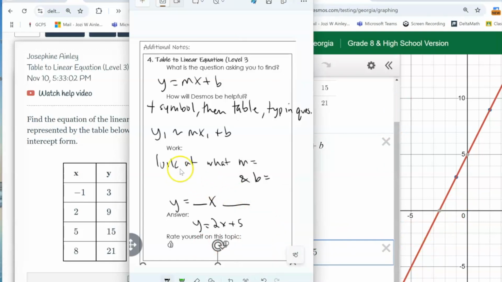And then you're going to rate yourself on this topic, okay? So where do you stand on this topic? For me, I think I'm great. So I'm going to go ahead and circle that one. I think this is one that I can definitely get on the test. I'm going to go ahead and circle it.